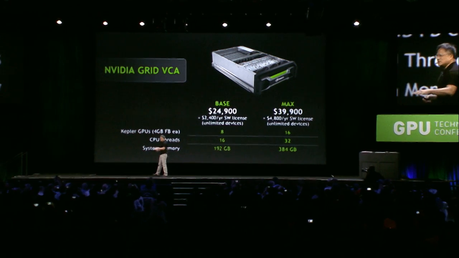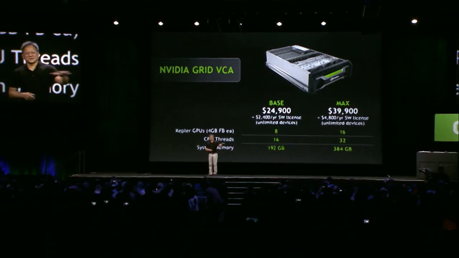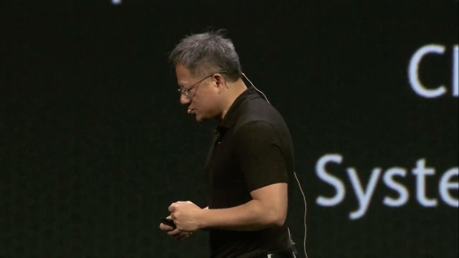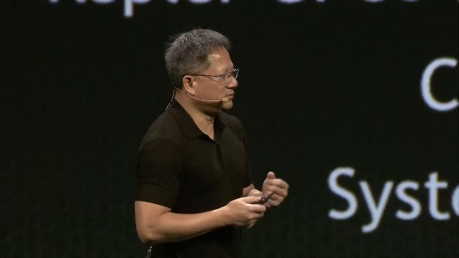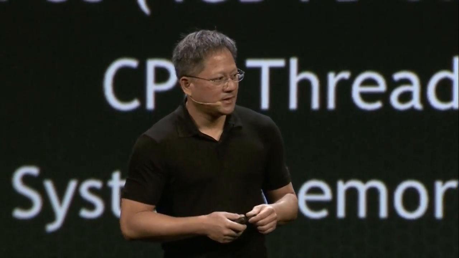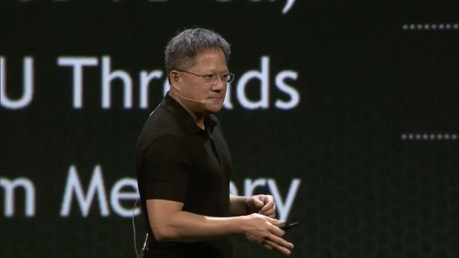That also gives you the ability to put licenses on everybody's desk, so anybody can have access to it, so long as there are 16 concurrent users. And obviously, not everybody's using the computer at the same time, all the time. The floating license, the unlimited use license, is $4,800 per year for software license. The GRID VCA is now in beta.